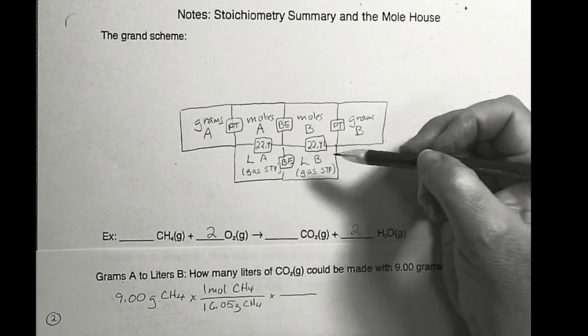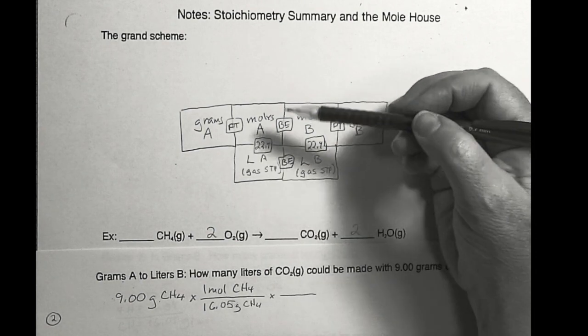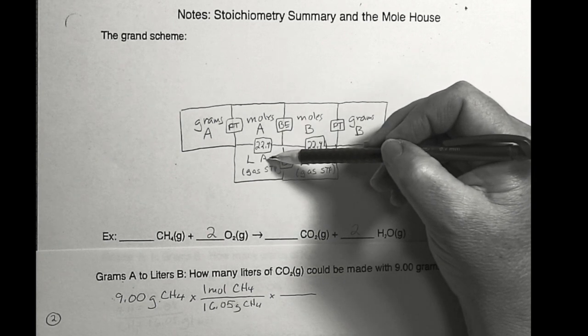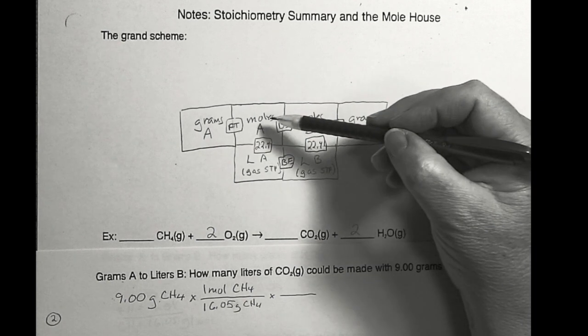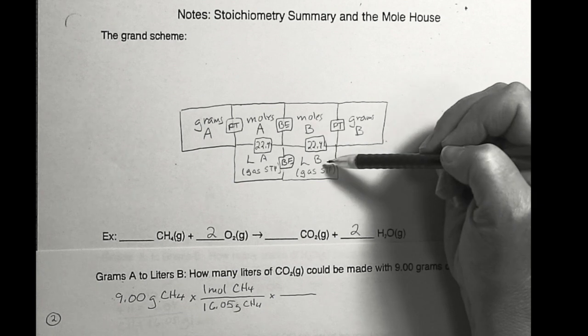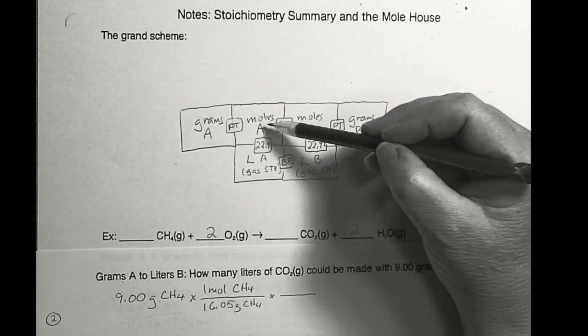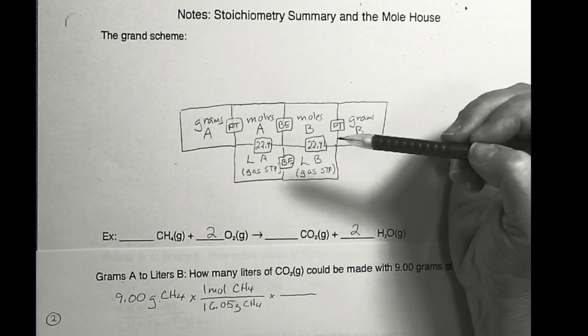But now we want to find liters of B, and we actually have a choice. We could go down to liters of CH4, and then from liters of CH4 to liters of CO2, or we can go from moles of CH4 to moles of CO2 down to liters of CO2. And you'll get the same answer either way. I'm going to be consistent. When I have a choice, I'm going to go from moles to moles. But if you want to try it the other way, it works great.